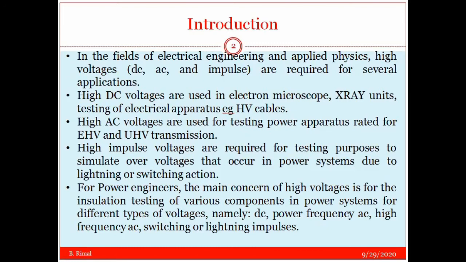Similarly, high voltage AC is used for testing electrical power apparatus that are rated for extra high voltage and ultra high voltage transmission, to simulate the overvoltage in the power system, that might be lightning overvoltage or switching overvoltage, natural overvoltage or system overvoltage. To simulate those conditions, high impulse voltage is required for testing the equipment of the power system network.